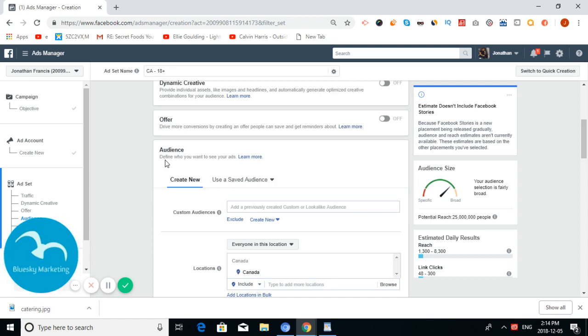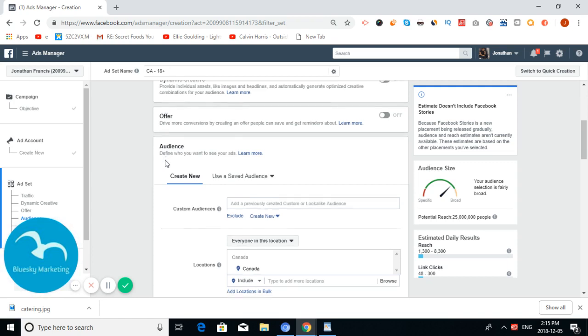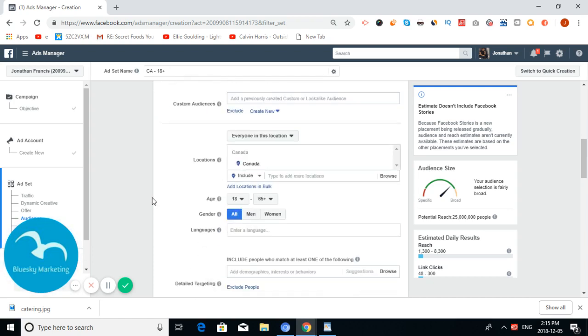So audience, this is where people really dive in and really get focused and really are able to make the biggest and largest conversions by focusing on the audience. And the audience on Facebook, think about it, they have 2.2 billion active users. So they have an abundance of data points on each account, right?